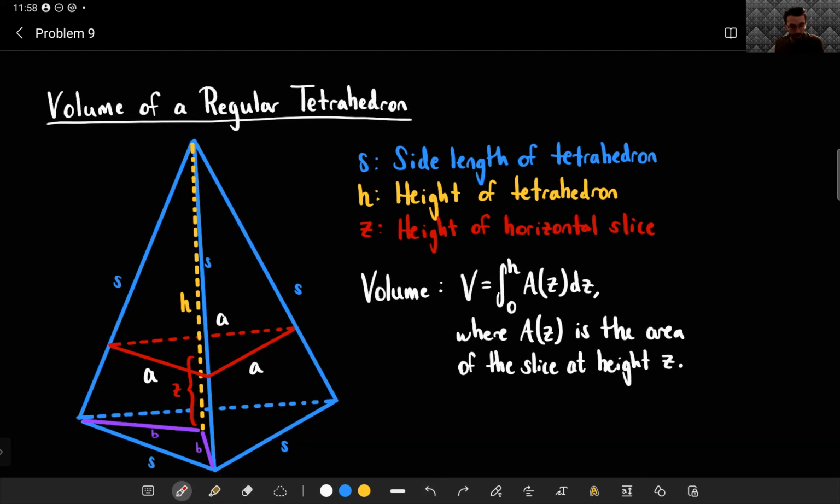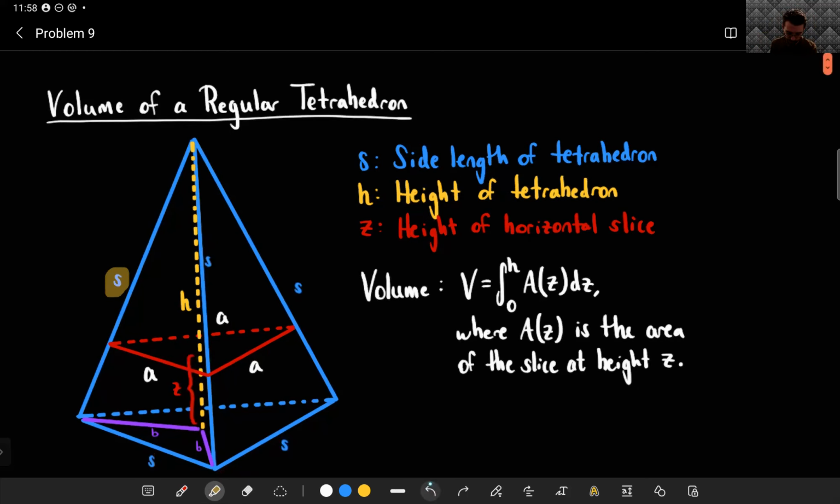The nice thing about a tetrahedron is that any way I slice it horizontally, I'm going to get an equilateral triangle. So all the side lengths are going to be the same. I'm calling them A here. If I can figure out a formula for A, which is only going to depend on S, the side length of the tetrahedron, as well as the height above the base, Z, then I'll be good to go. So how do we do that?